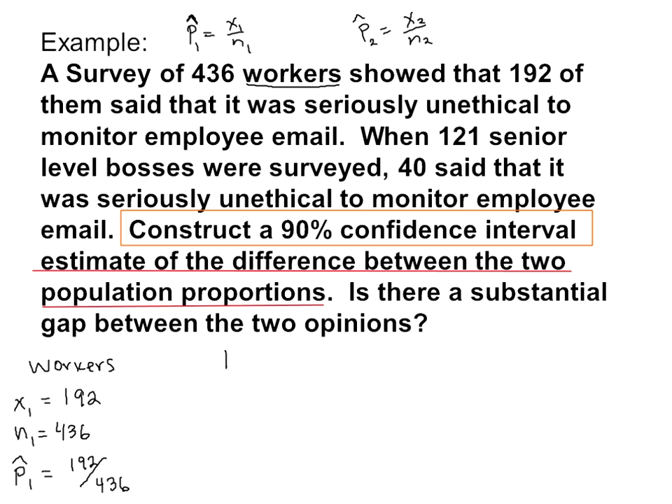Okay, so we have the workers, and then it said that 121 senior level bosses were also surveyed. So our second group is the group of senior level bosses. And so that's our second group. So everything that I write here is going to have that subscript of 2. So x2, n2, and then p hat 2.